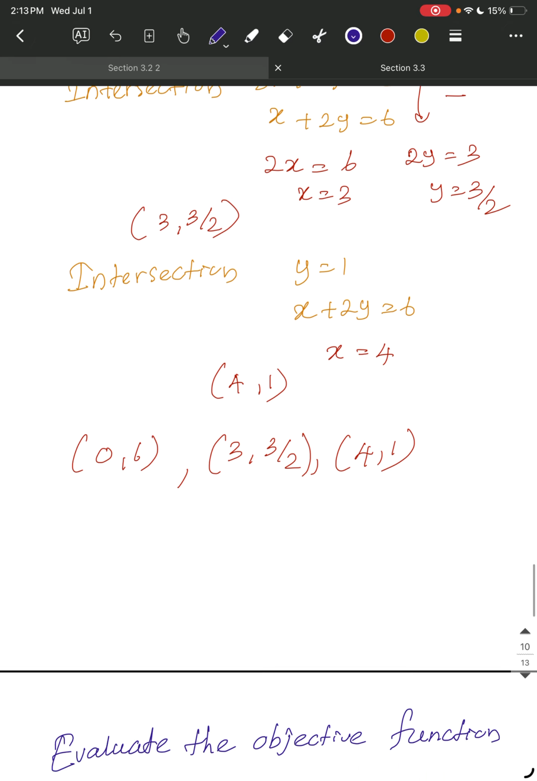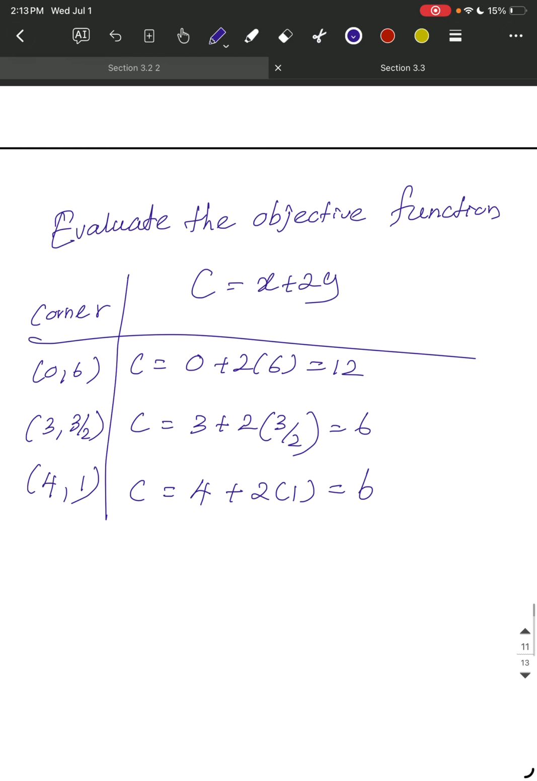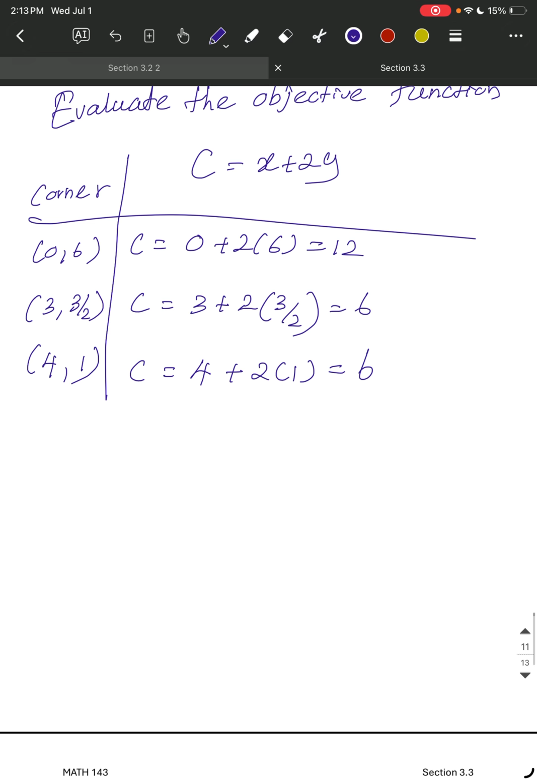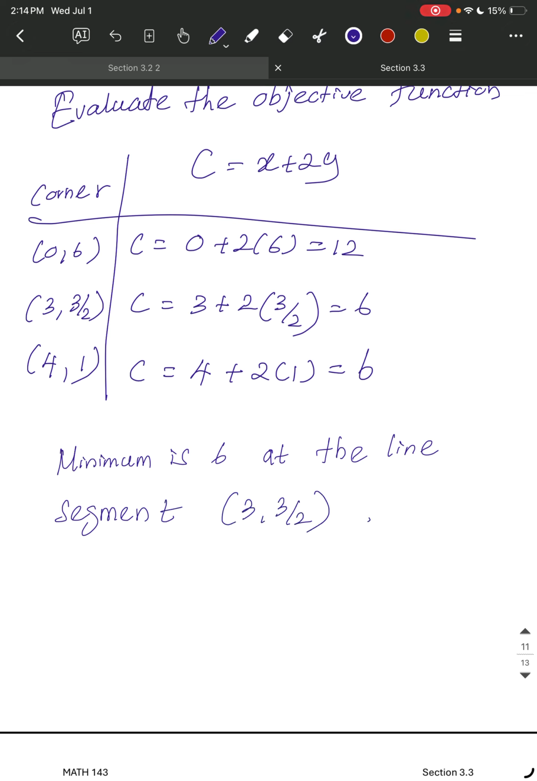So the minimum value, again, along the line segment is 6, at the line segment between 3 and 3 over 2, and 4, 1. Infinitely many solutions again, right?